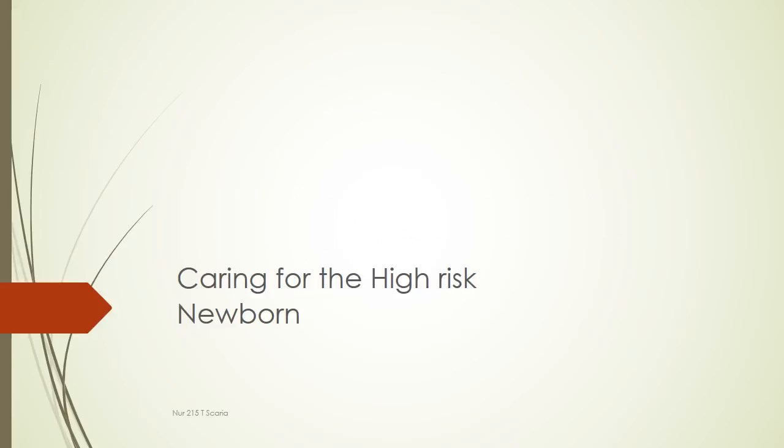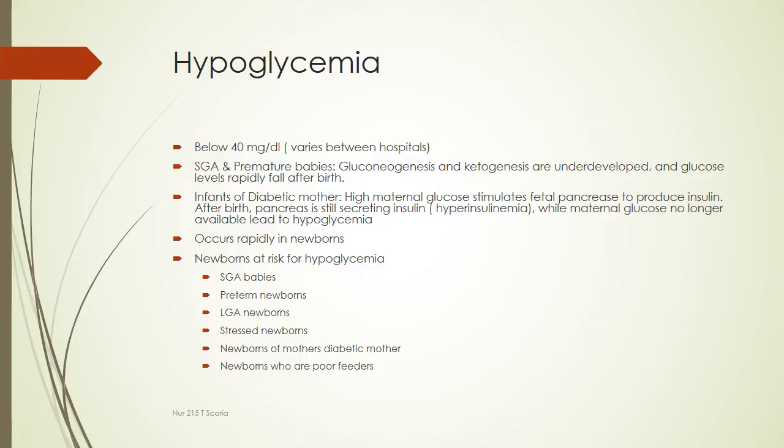Let us move on to the nursing care of newborns who are at high risk now. Hypoglycemia. When the blood sugar in a newborn is below 40 milligrams per deciliter, it is called hypoglycemia. Again, this number varies from hospital to hospital. Some hospitals follow less than 50, some follow less than 40. But the commonly used number is 40 milligrams per deciliter.